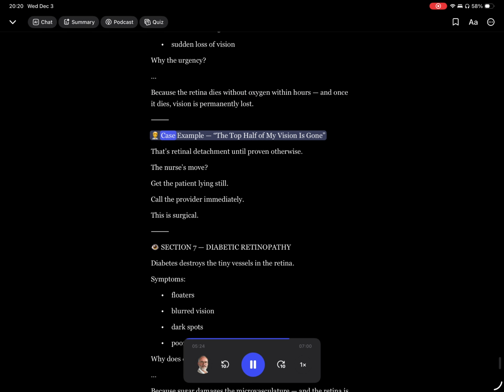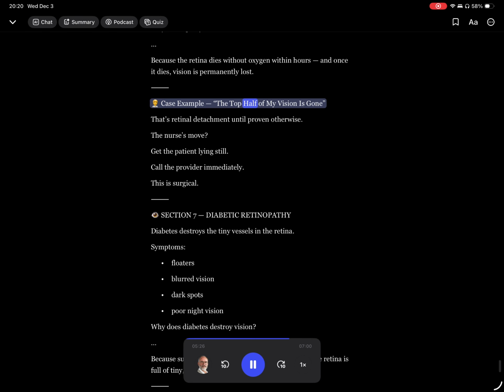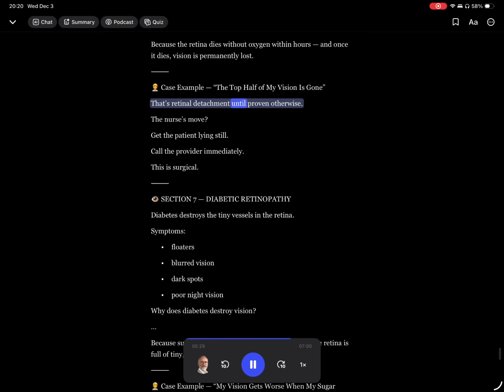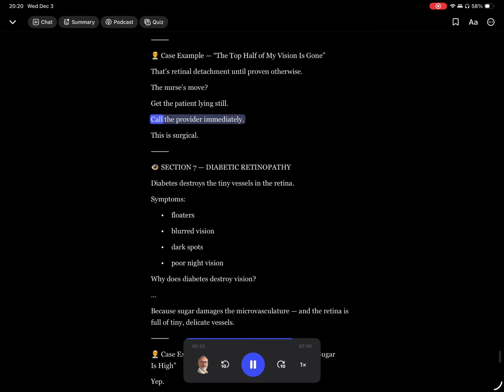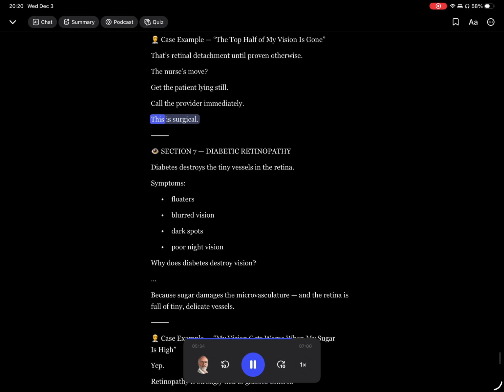Case example: "The top half of my vision is gone." That's retinal detachment until proven otherwise. The nurse's move? Get the patient lying still. Call the provider immediately. This is surgical.